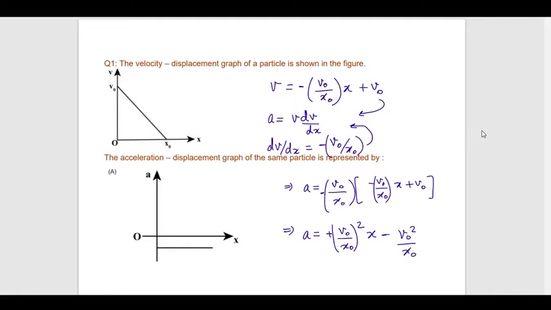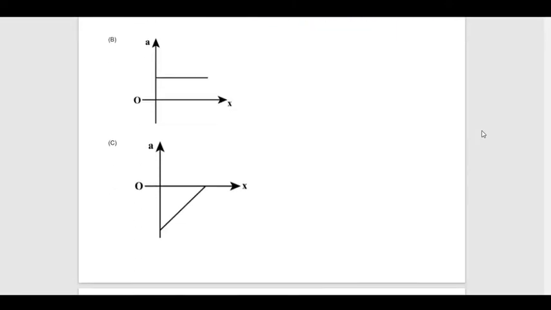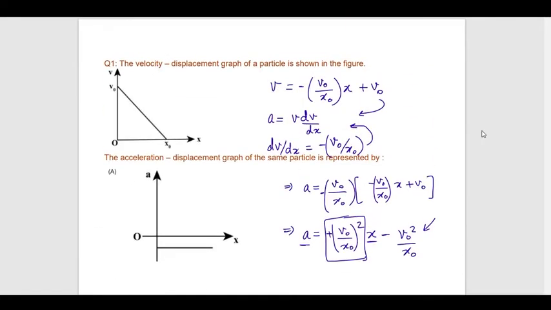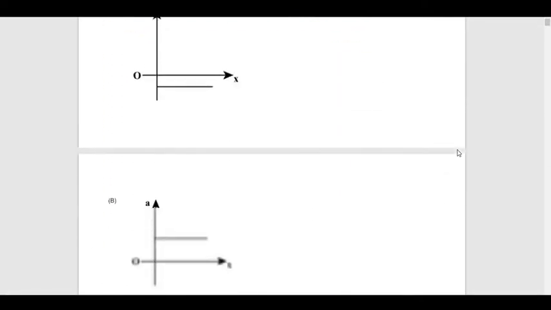So from the look of this equation, what we are observing is that here a is proportional to x and the slope is positive with a negative intercept. So I think option C depicts the correct answer. With respect to this equation, option C depicts the correct answer. So let's see the next question.